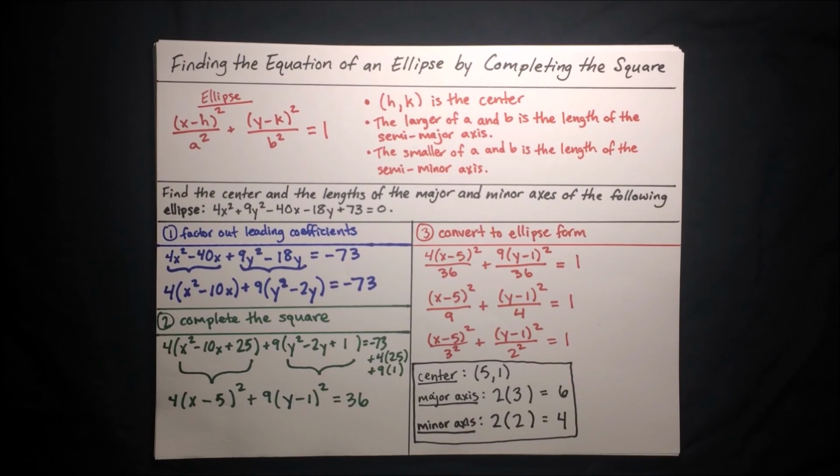And there we go. Now we know how to find the equation of an ellipse by completing the square. In the future, we'll also learn how to find the intersection between an ellipse and the x-axis or the y-axis or any general line.